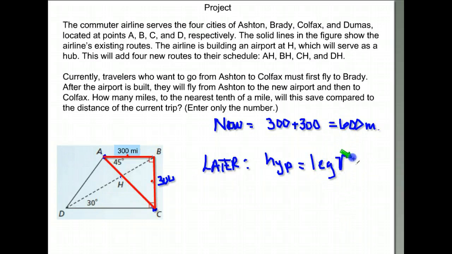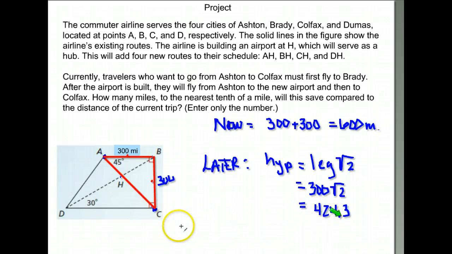Very good. It's the leg times the square root of 2. We know the leg is 300. Multiply it by the square root of 2. Again, just use your calculator for that because they want us to round our answers to the nearest tenth. So just take 300 times the square root of 2. Good. 424, and it looks like 0.3.